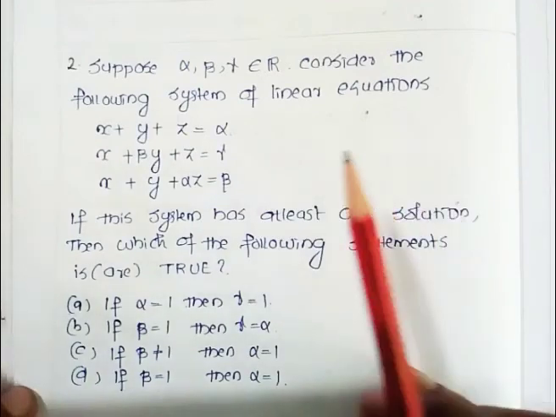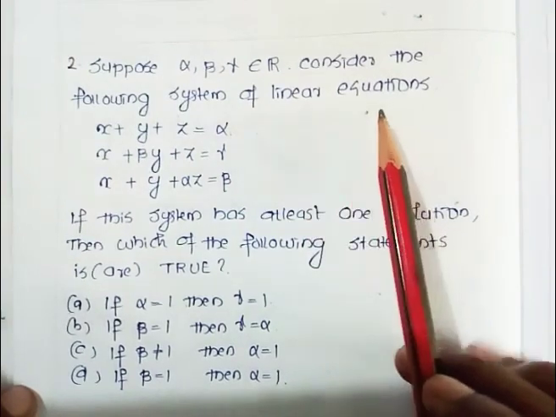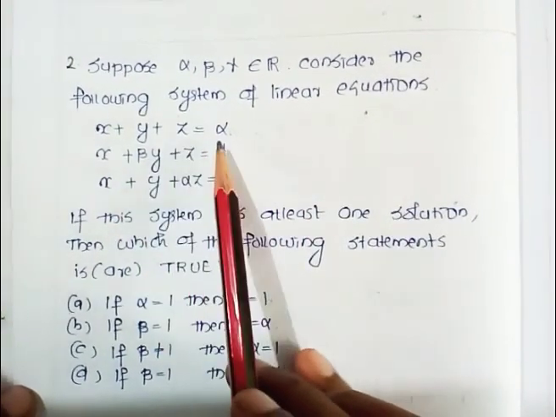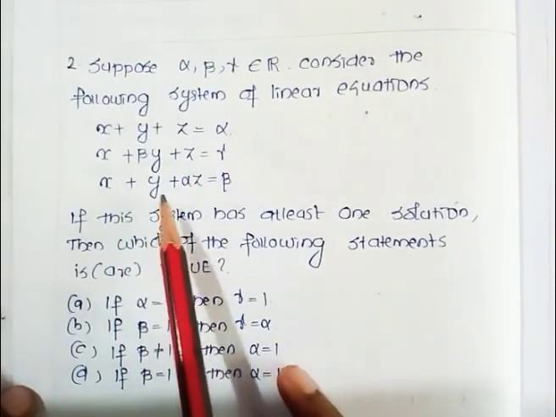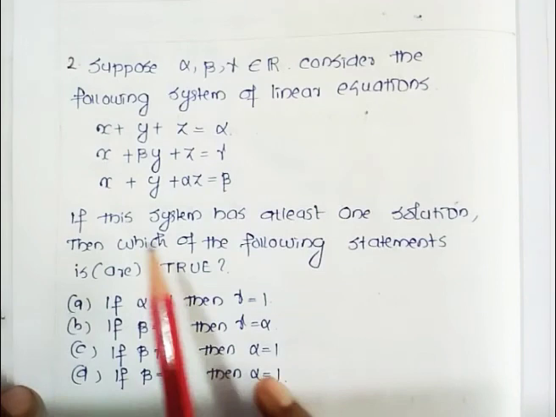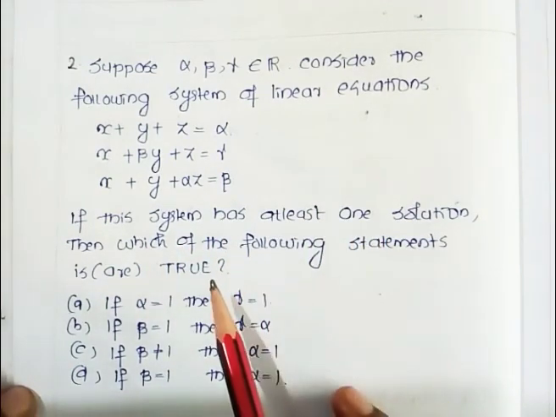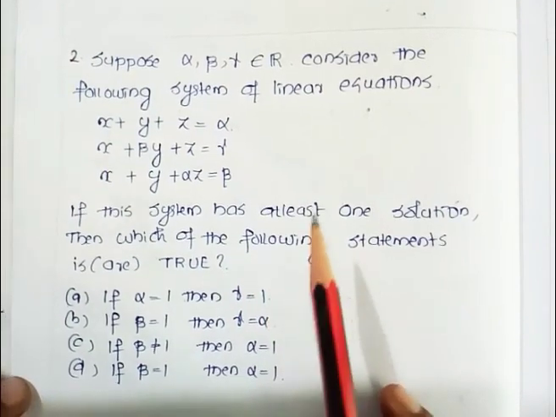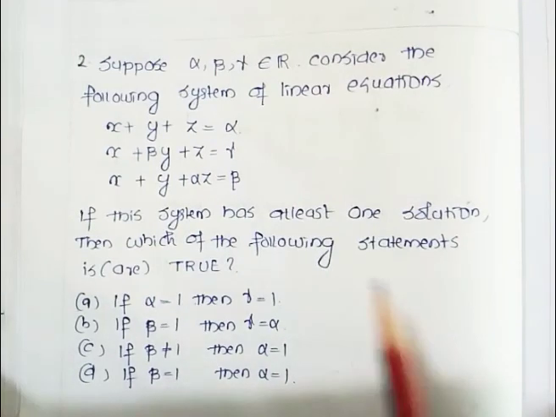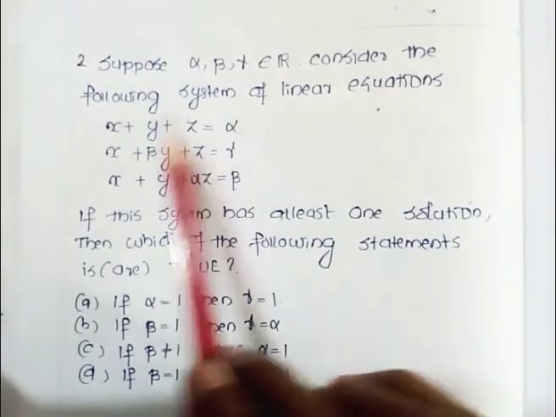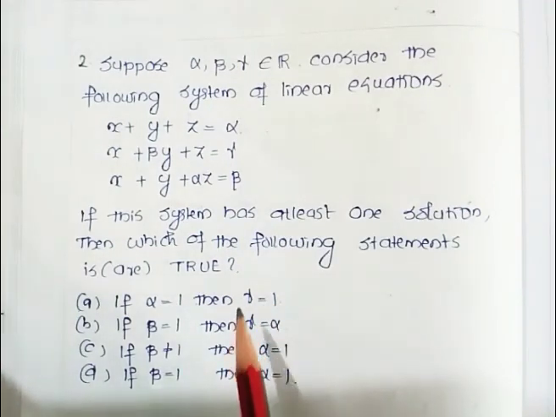Next question. Suppose alpha, beta, gamma belong to R. Consider the following system of linear equations. X plus y plus z is equal to alpha, x plus beta y plus z is equal to gamma, x plus y plus alpha z is equal to beta. If this system has at least one solution, then which of the following statements is or are true? We are given that this system of equations has at least one solution. Then we want to find which of the following are true.